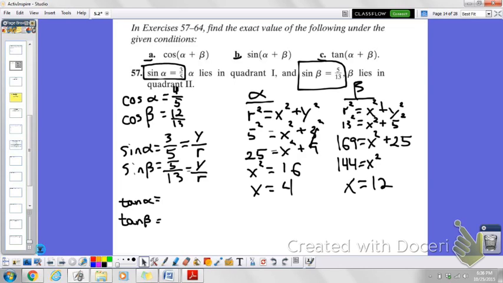And then we can find our tangent of alpha and tangent of beta. Remember, tangent is y over x, so tangent of alpha is equal to 3 over 4. And tangent of beta is going to be equal to 5 over 12. From here, you will then use all these values to find your cosine of alpha plus beta, your sine of alpha plus beta, and your tangent of alpha plus beta using your sum formulas from your blue sheet. So that should get you going pretty good on how to do this problem. That problem is number 58 on your homework.